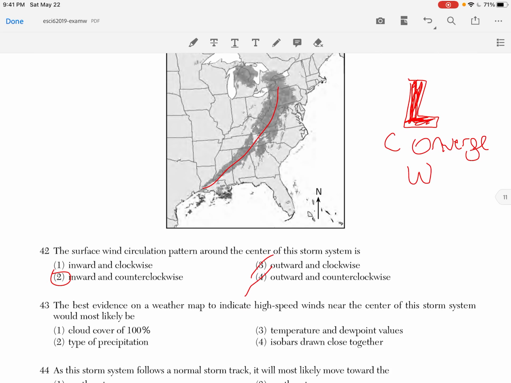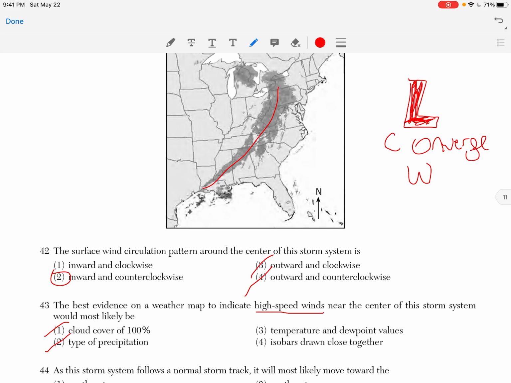Now, number 43 is a question that's asking about, how do you know that it's windy on a weather map? High winds on a weather map would best be indicated by what evidence? Well, cloud cover of 100% does not really indicate anything about our wind. Okay, so you can get rid of number 1. Type of precipitation, whether it's snowing or raining, doesn't really tell you whether it's windy or not. You can have windy conditions in rain and windy conditions in snow. Doesn't really help us there. But let's take a look at the other choices. Temperature and dew point values, would that help us understand wind?